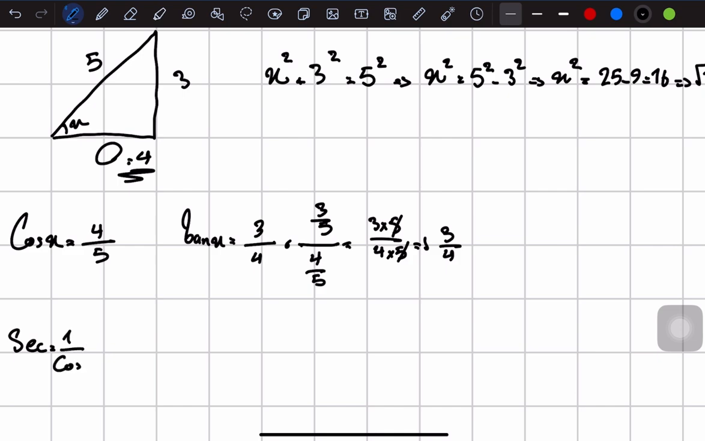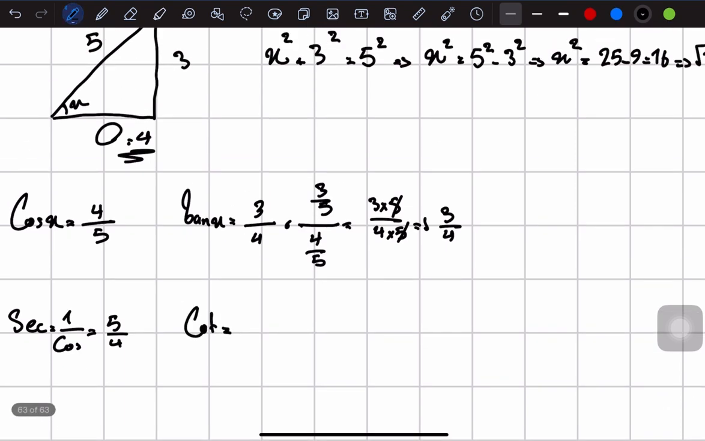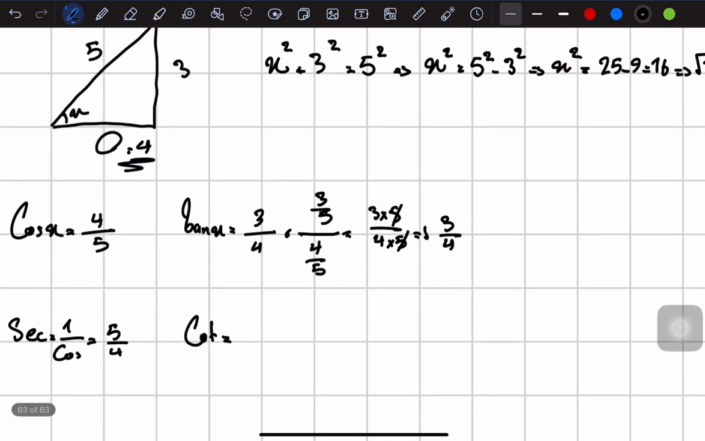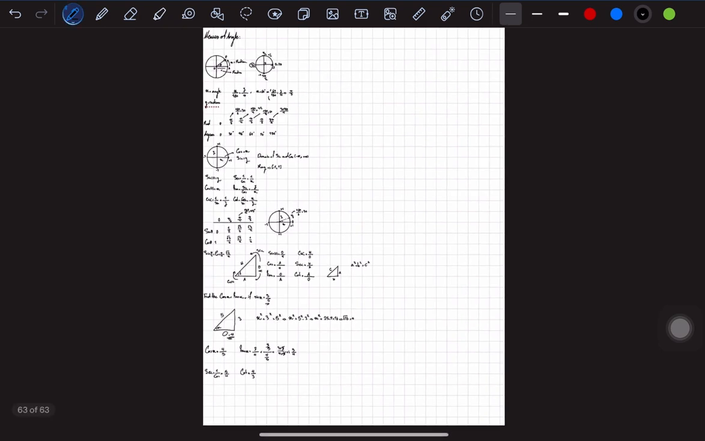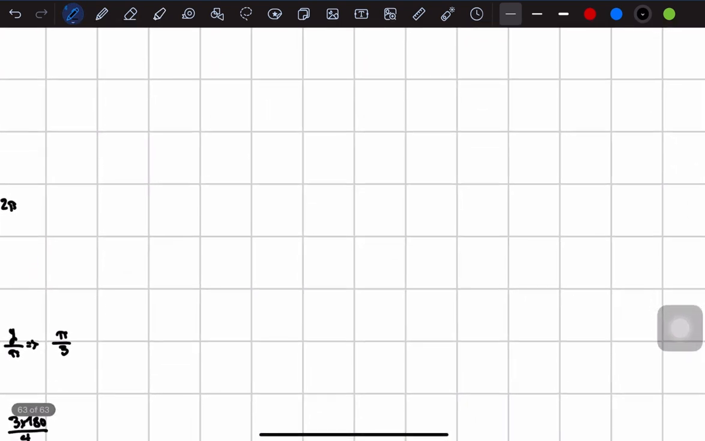So in this case, this one will be 5 over 4. What is cotangent? Cotangent is the cosine over sine. And in this case, we can say the adjacent side over the opposite side will be 4 over 3. And that's it. This is how we calculate this. So now, there are some basic rules that you should know about. We call them trigonometric identities.